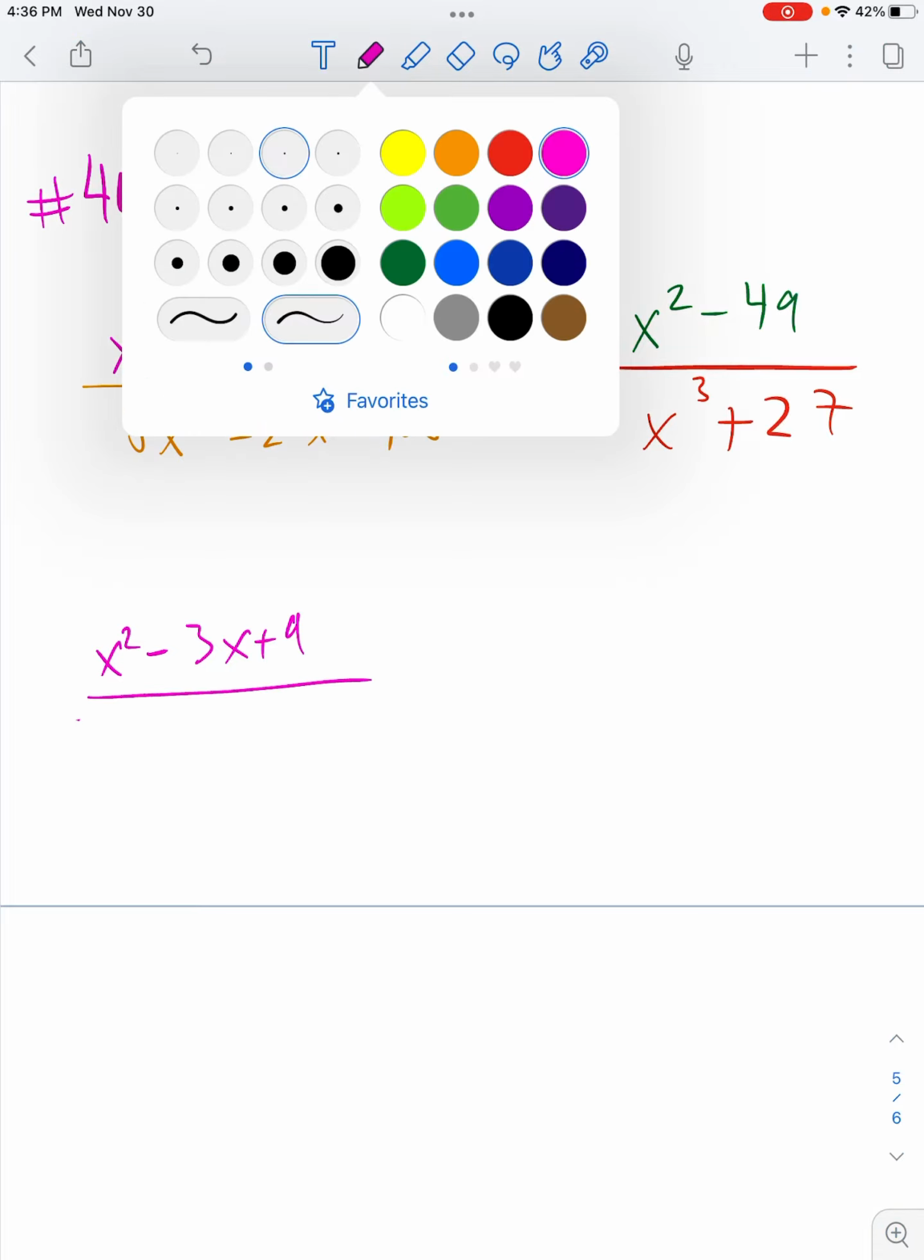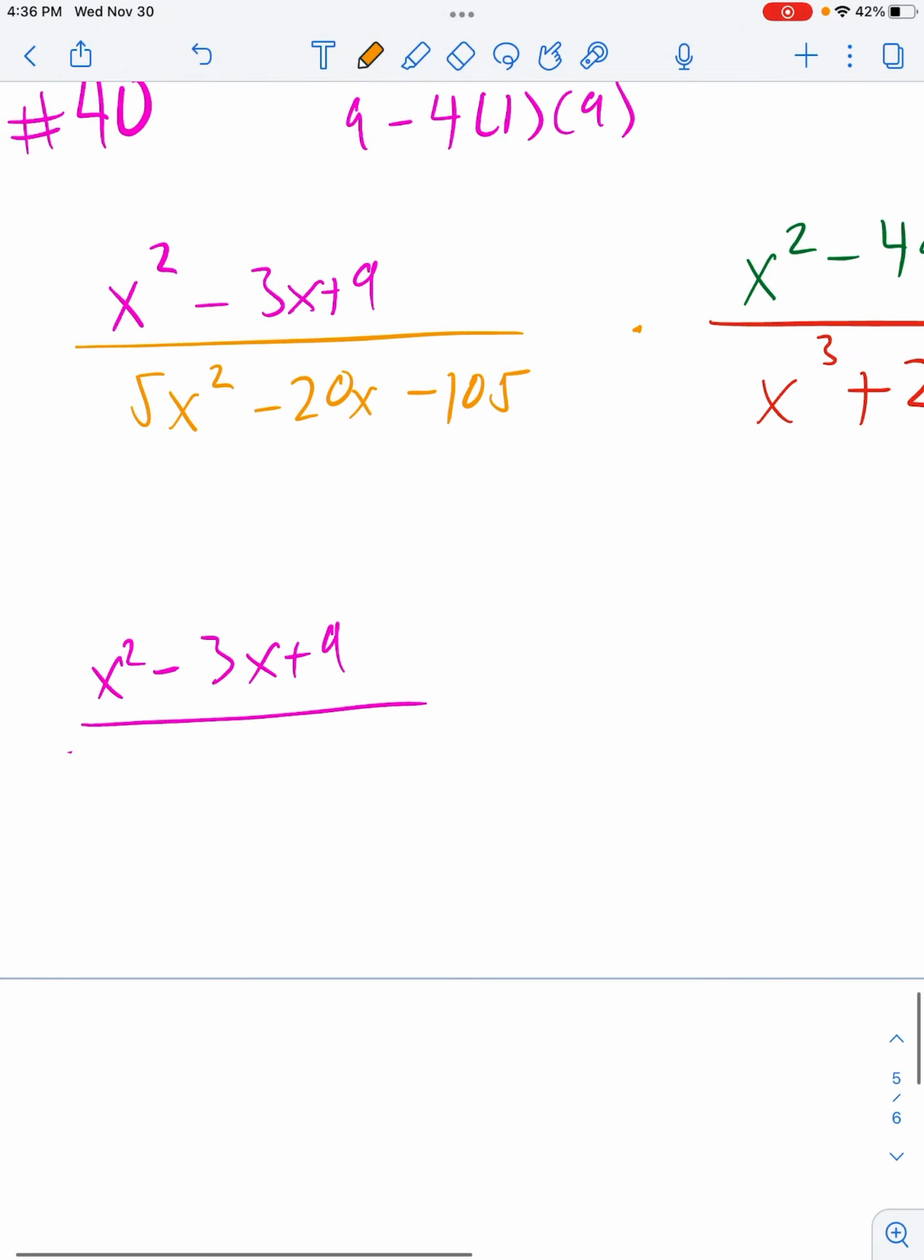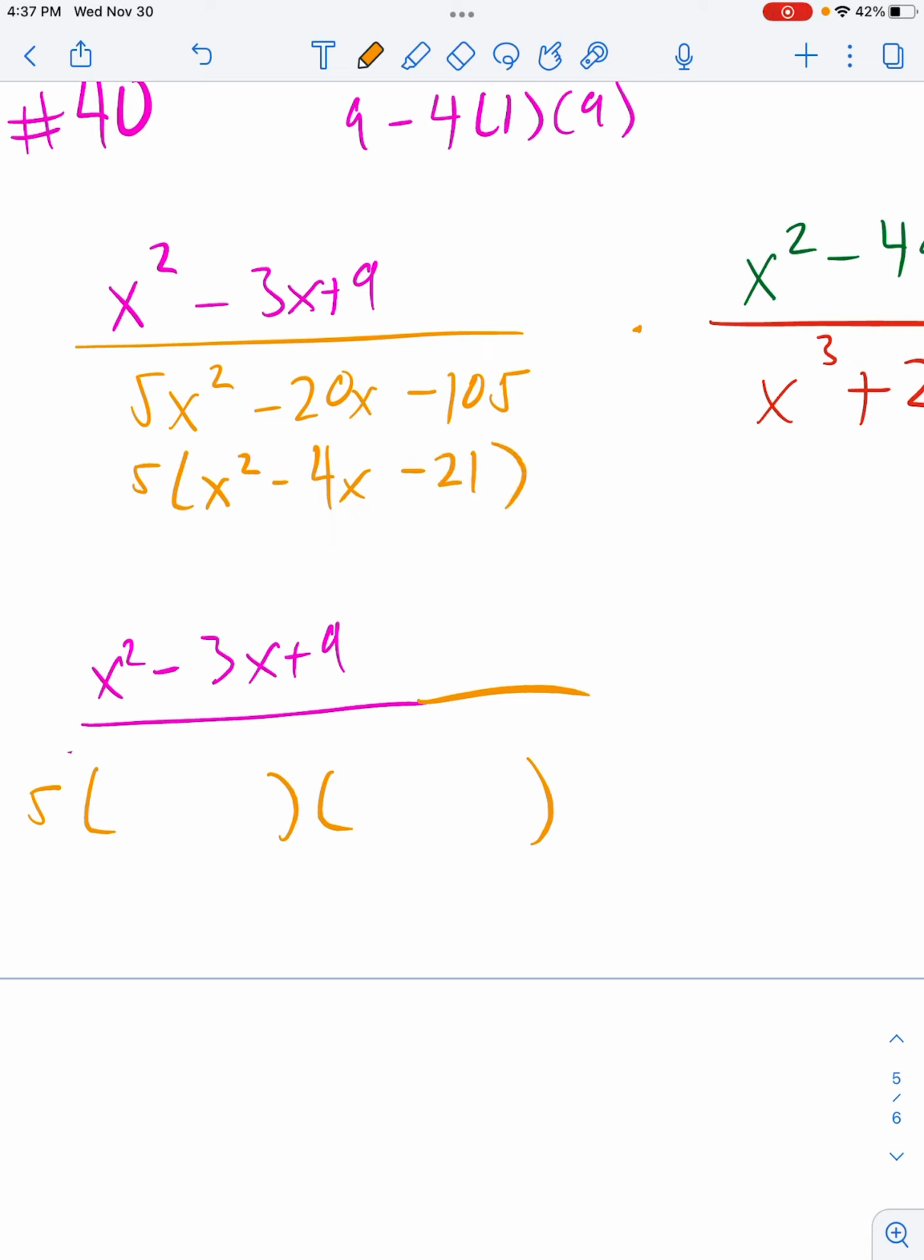Okay, let's factor the orange, okay? So we got to pull a 5 out. Pull a GCF of 5 out, makes your life a whole lot easier, okay? It's what, 21? There you go, it's going to make our life a whole lot easier. Let's factor that. Factors of 21 that add to negative 4. Okay, good.